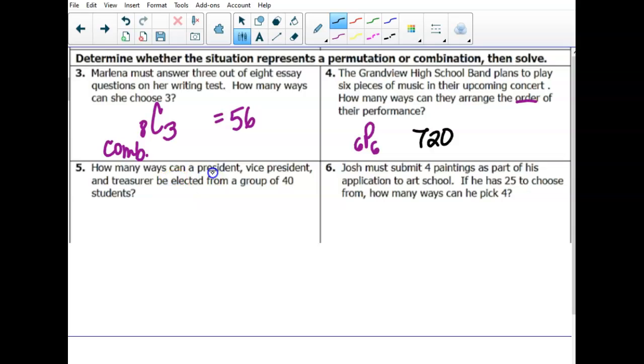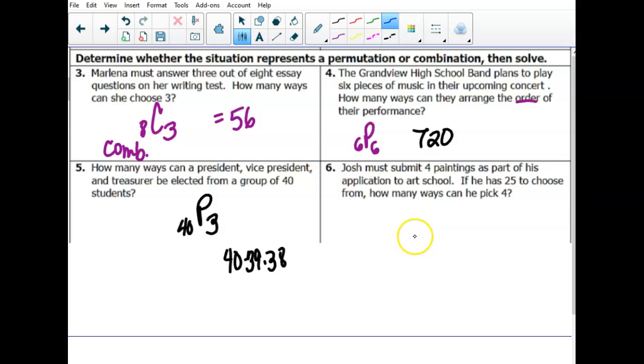Number 5, how many ways can a president, vice president, and treasurer be elected from a group of 40 students? We need to count choosing Natalie, Riley, and Elena different than Elena, Riley, and Natalie because they would have a different president. When we count things differently, then order matters. Okay, that's what it means. So out of 40, we are choosing 3 where order matters, or in my brain, it's just 40 times 39 times 38. And I don't know what that is, but I'm going to keep going.